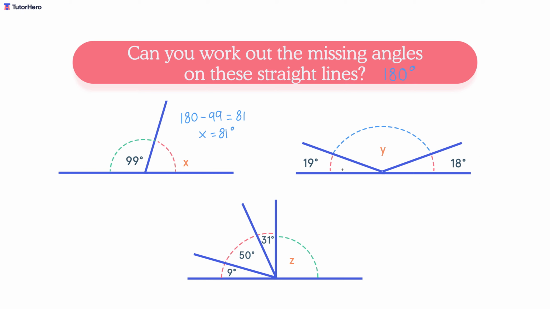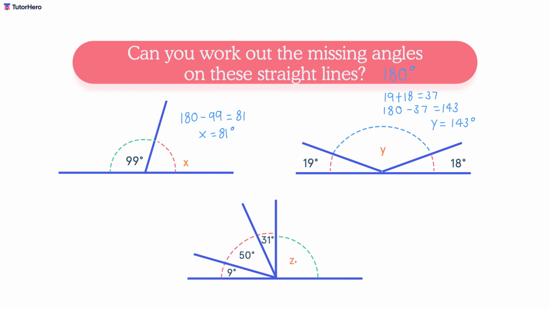Angle Y. Again, we know all angles on a straight line add up to 180, so let's use the two angles to help us work out what angle Y is. 19 plus 18 equals 37. 180 minus 37, because all angles add up to 180, equals 143. So our missing angle Y is 143 degrees. Remember, always include the unit of measurement, which in this case is degrees.